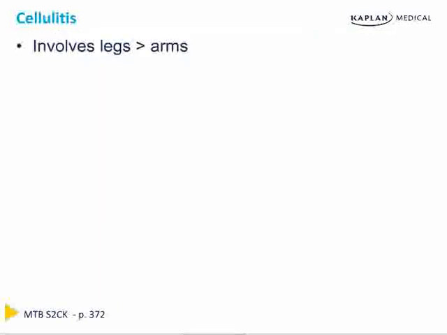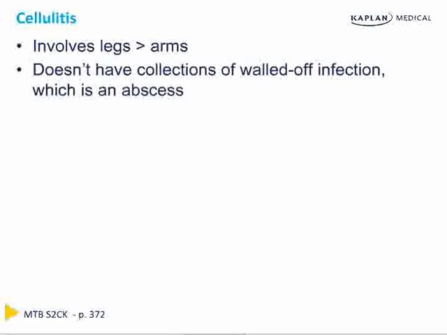Cellulitis is more common in the legs than the arms, simply because legs have worse circulation. You're more likely to damage them. Cellulitis, by definition, means it's not a walled-off collection. You can't drain it. A walled-off collection is an abscess. This is not a walled-off collection. That's the whole point. That's why it's a soft tissue infection that's not walled off.